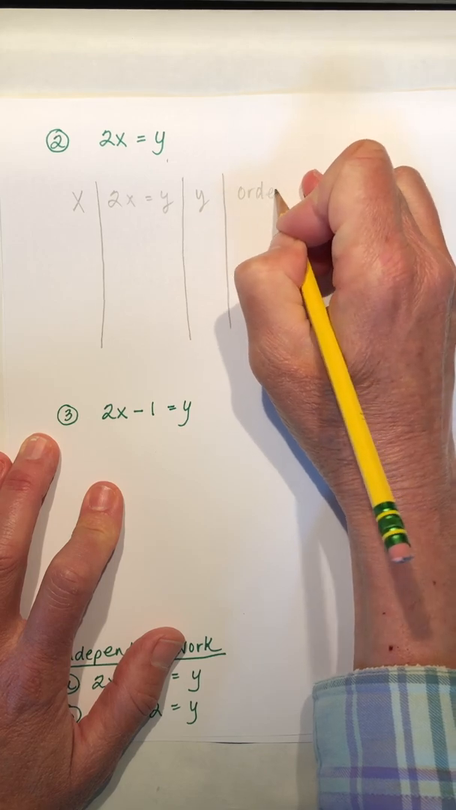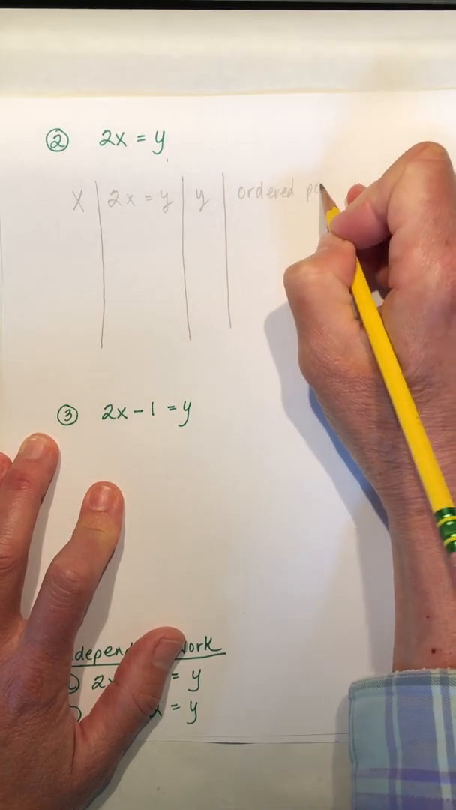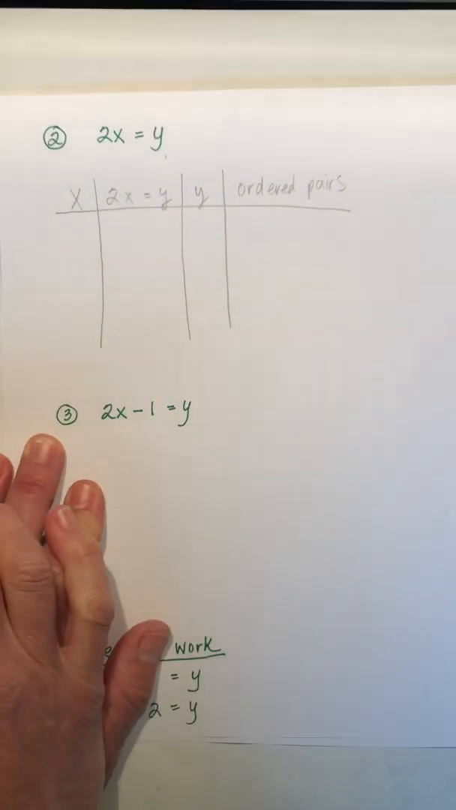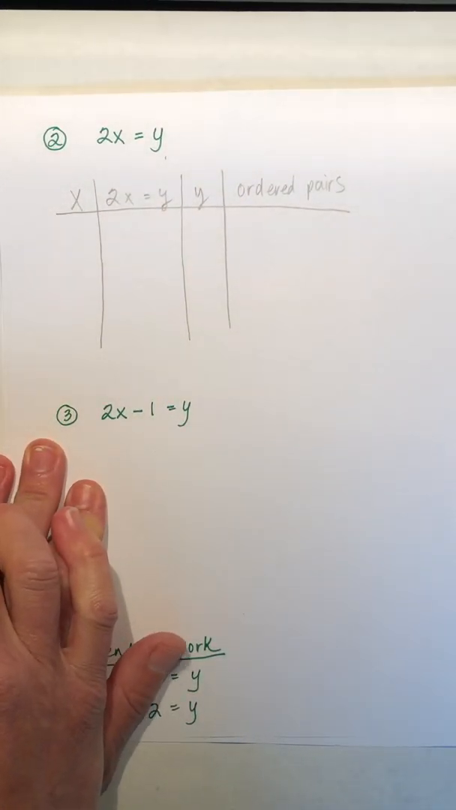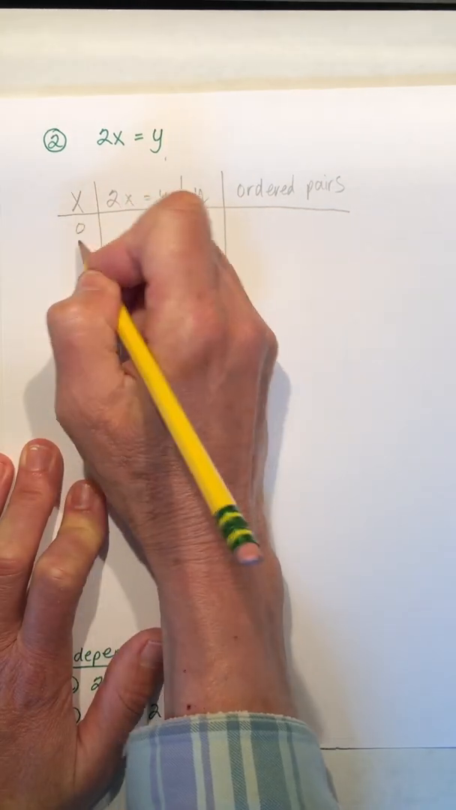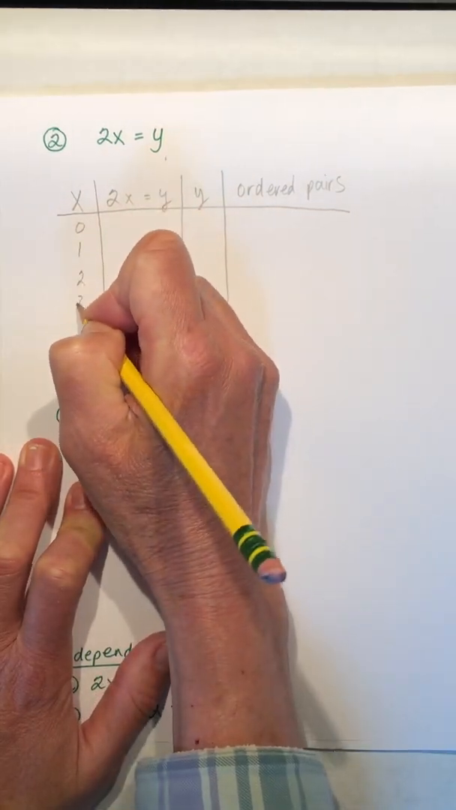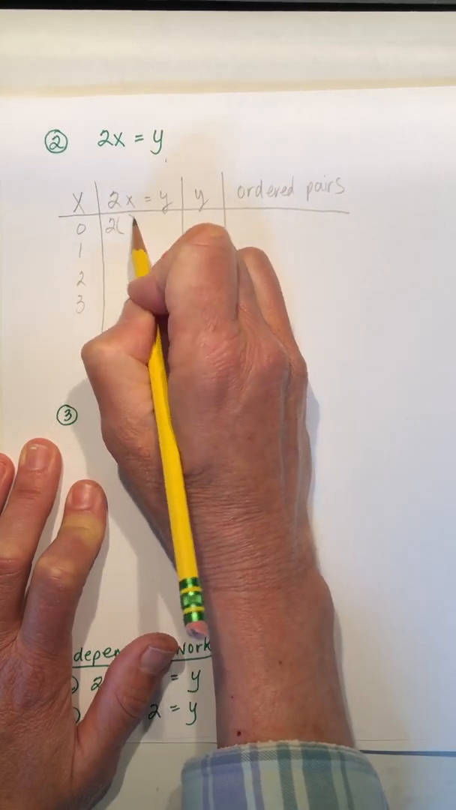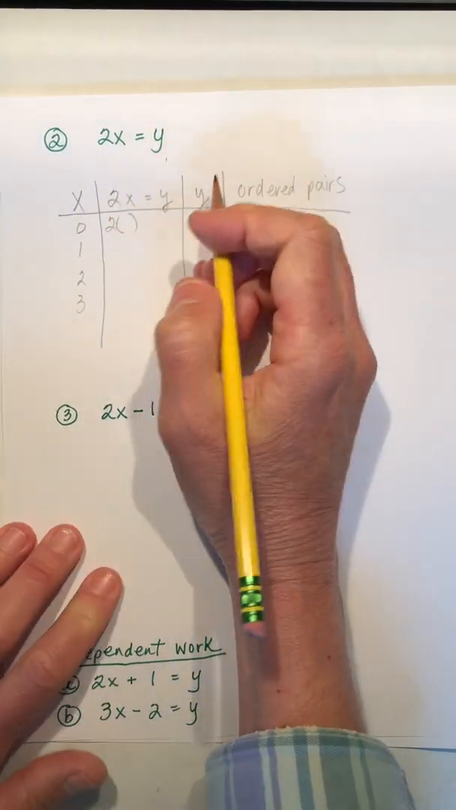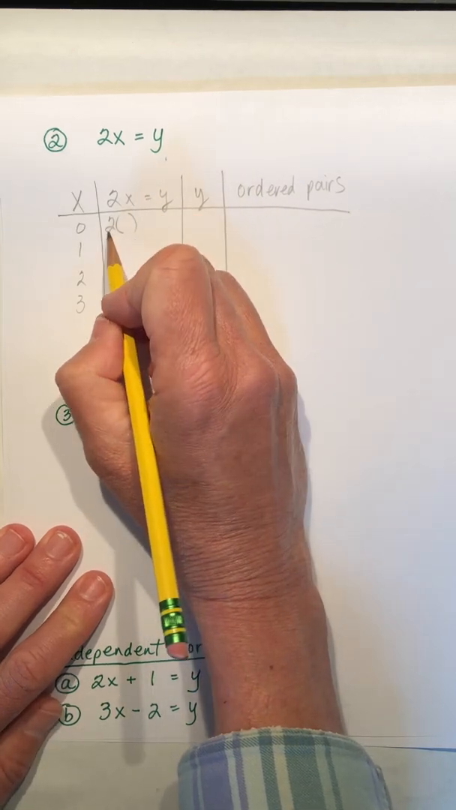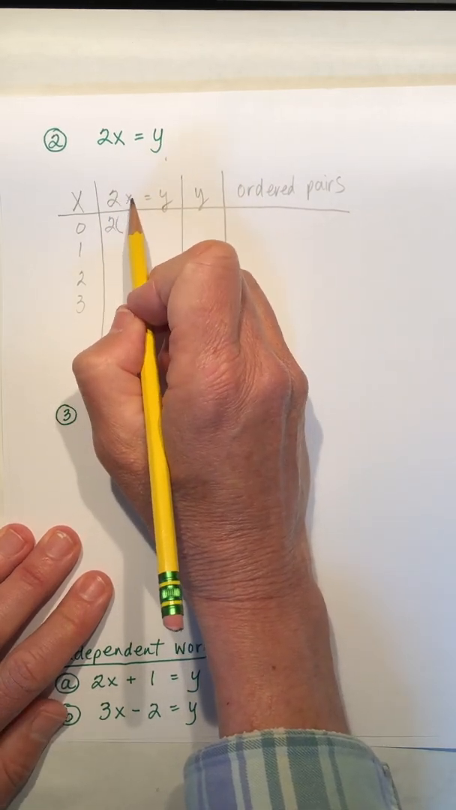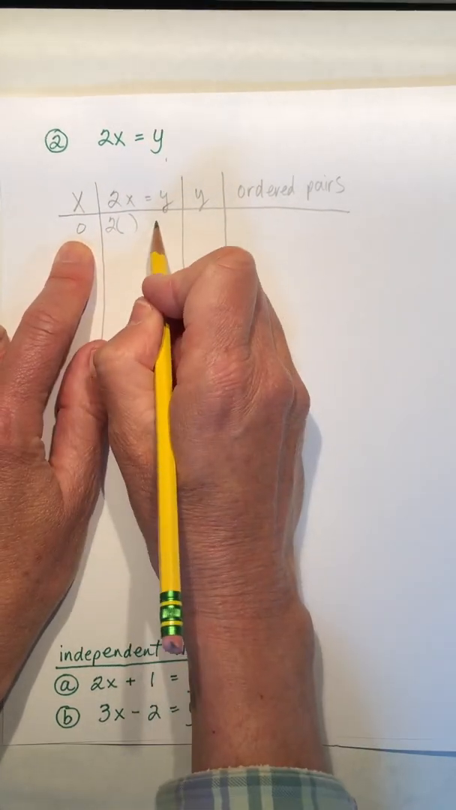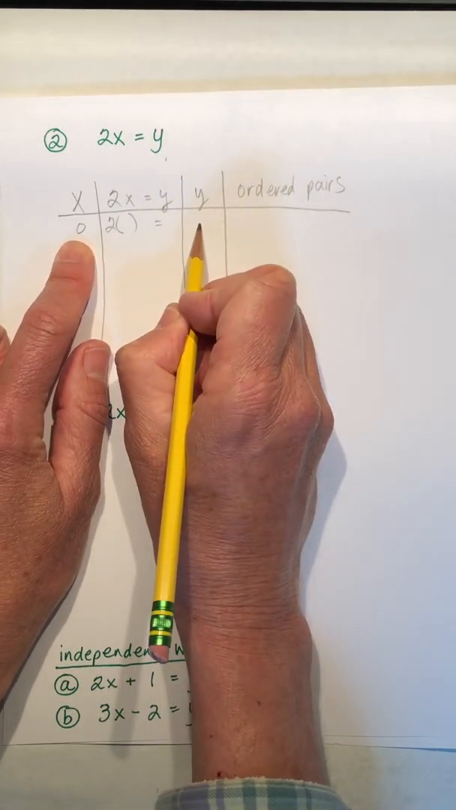And I can put in my ordered pairs. So you're doing this right along with me, kids. And again, just because it's easy for me right now, I'm going to use these values. So here I'm going to be showing that instead of 2x, I'll be substituting in that value of 0 for x to equal whatever y is.